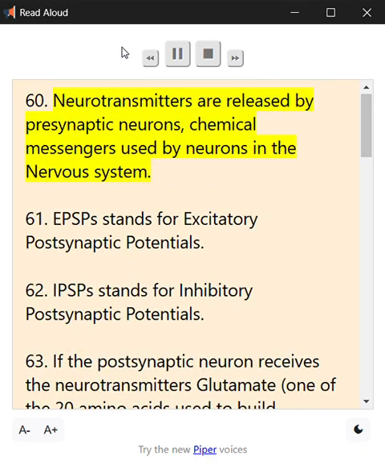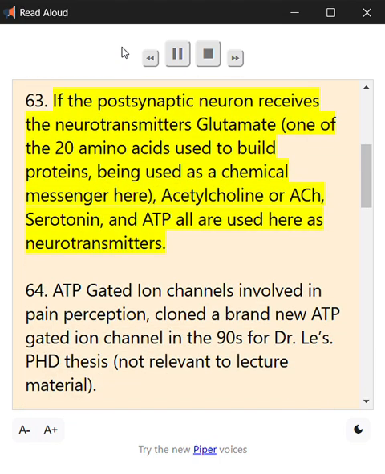60. Neurotransmitters are released by presynaptic neurons, chemical messengers used by neurons in the nervous system. 61. EPSP stands for excitatory postsynaptic potentials. 62. IPSP stands for inhibitory postsynaptic potentials. 63. If the postsynaptic neuron receives the neurotransmitters glutamate, one of the 20 amino acids used to build proteins, being used as a chemical messenger here, acetylcholine or ACh, serotonin, and ATP all are used here as neurotransmitters.